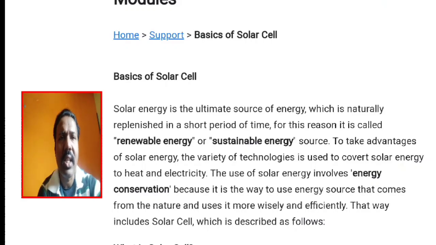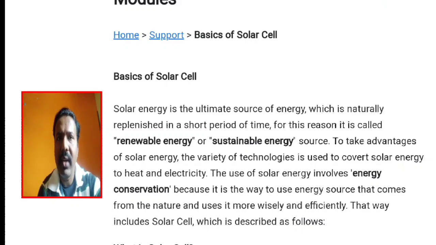Solar energy is the ultimate source of energy that we are getting from the sun, which is naturally replenished in a short period of time. For this reason, it is called renewable energy. We are getting this continuous supply from the sun. That's why it is renewable energy. It is not going to end within some years or some days. So it is a sustainable energy source.